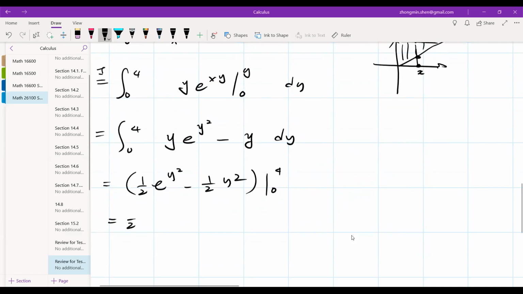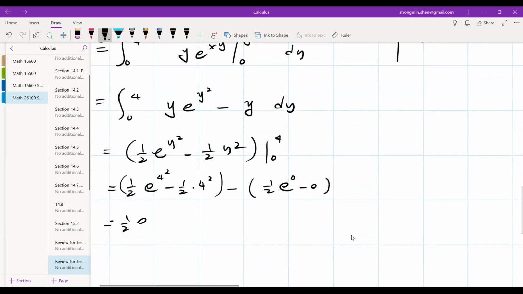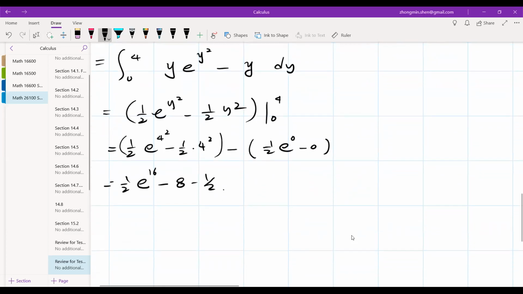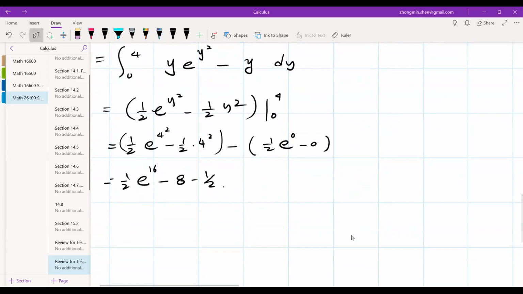Now you get half of e to the 4 squared minus half of 2 squared. Then I plug 0 for y, and I get 1/2 e to the 0 minus 0. So the answer will be half of e to the 16 minus 8 minus 1/2. So this example shows you have to carefully choose one of the iterated integrals so you can quickly evaluate the integral. If you switch the order, it will be much harder.